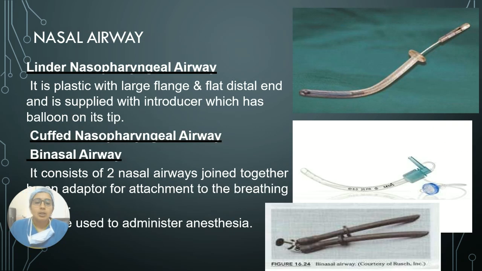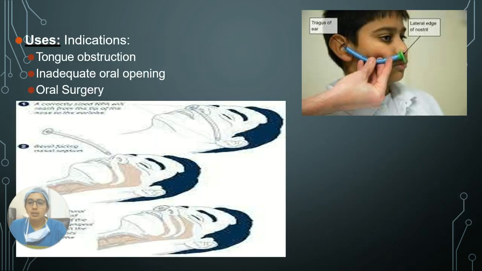So these are the other nasal airways: Linder nasopharyngeal airway, cuffed nasopharyngeal airway, and binasal airway. It consists of two nasal airways joined together and has an adapter for attachment to the breathing circuit. It can be used to administer anesthesia.